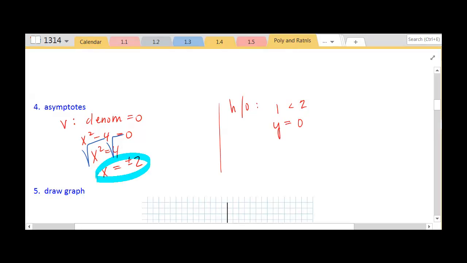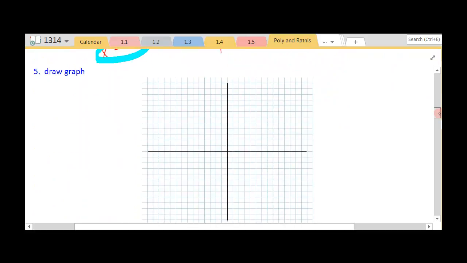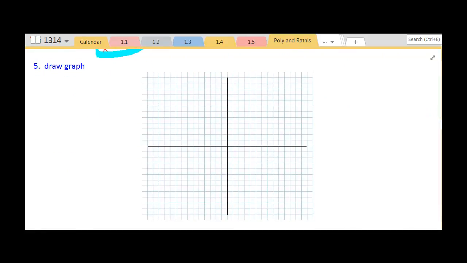So I have asymptotes I can now put on my graph. I have intercepts I can put on my graph. And we're going to start with that piece of information. So we're going to graph this. I'm going to draw this on my graph, and I'm going to put down the asymptotes and the intercepts. Okay, so on my graph I have labeled a couple of things.